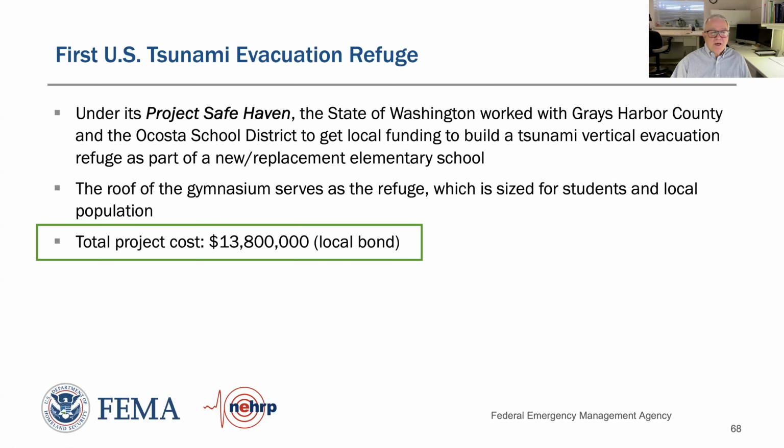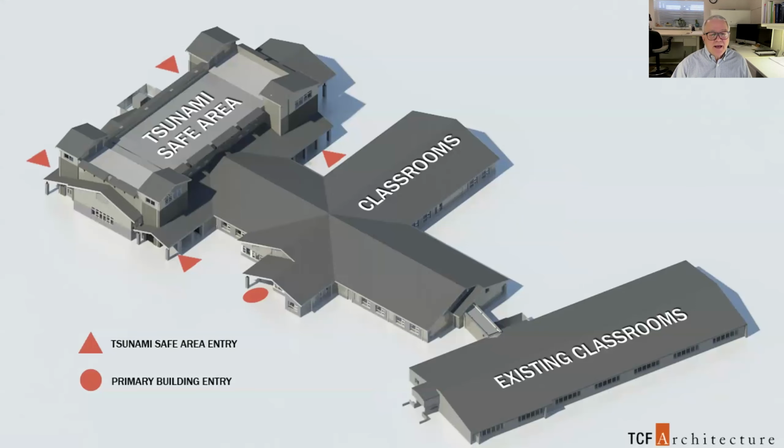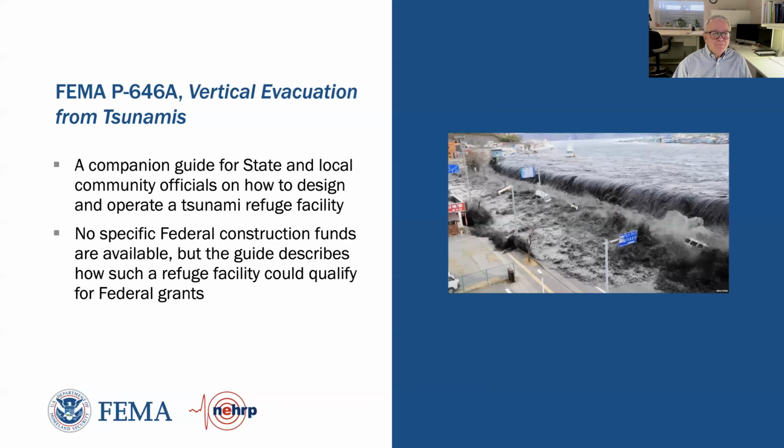The total project cost was about $13,800,000. This is a picture of that particular school. You can see in the lower right-hand corner the existing classrooms and the bridge to the classrooms in the middle. And then that new structure was constructed as a gymnasium. And then the 4 towers on the corners of the building are places that you can move from the ground up to that rooftop, which would be the safe zone in evacuation for tsunami evacuation.